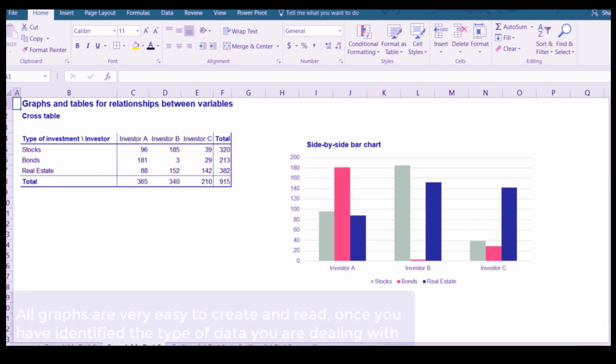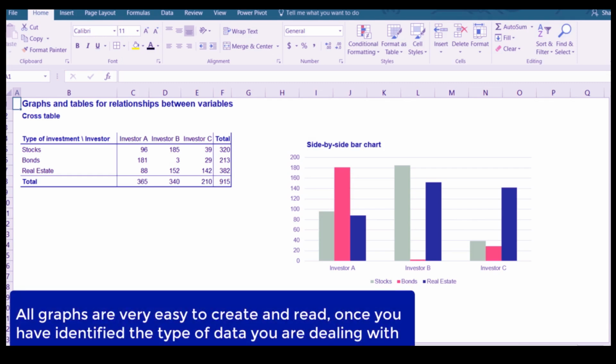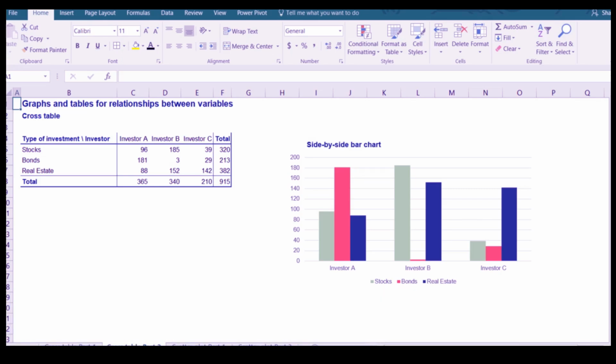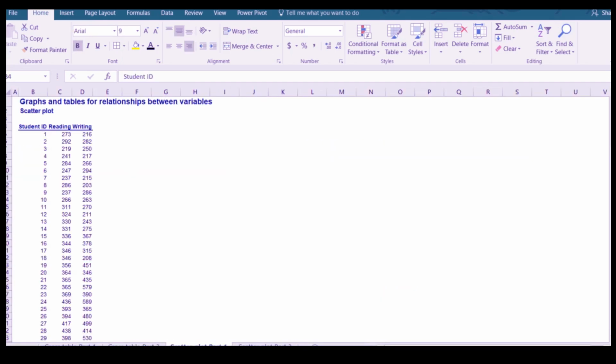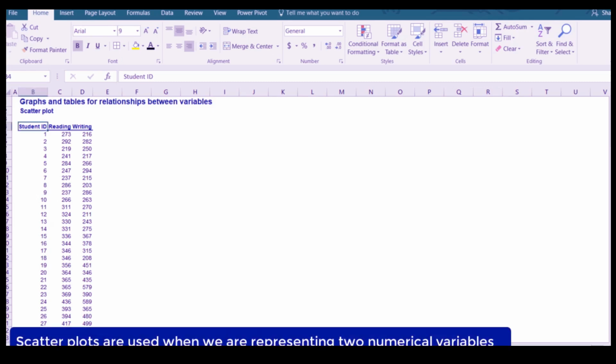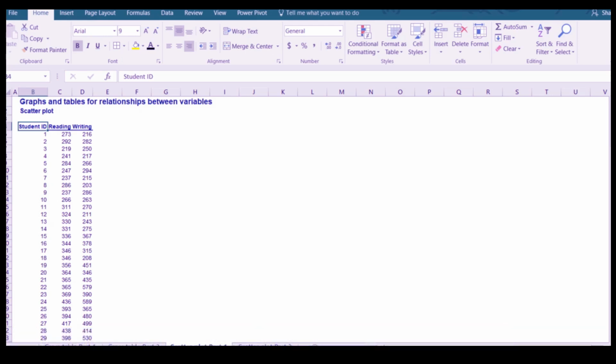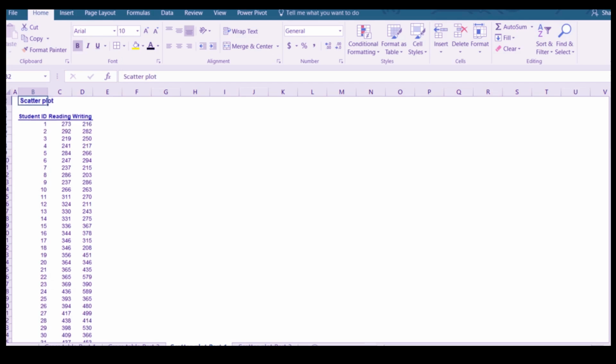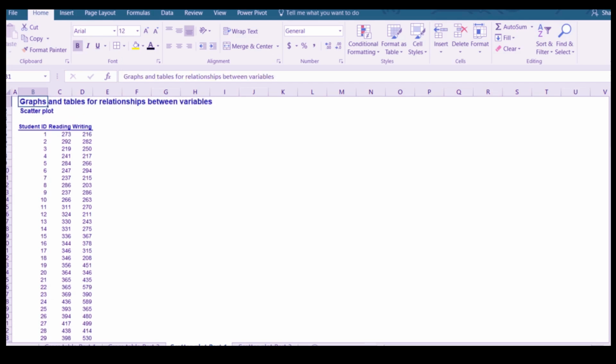Easy, right? All graphs are very easy to create and read once you have identified the type of data you are dealing with and decided on the best way to visualize it. Finally, we would like to conclude with a very important graph, the scatter plot. It is used when representing 2 numerical variables. For this example, we have gathered the reading and writing SAT scores of 100 individuals. Let me first show you the graph before analyzing it.